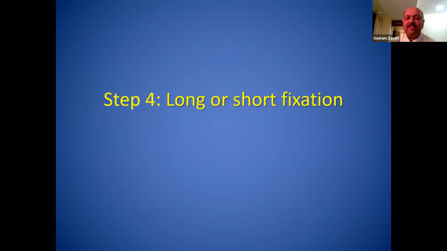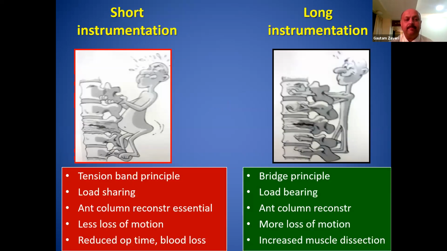The next step in this treatment process is, if you are going posteriorly and fixing the spine using pedicle screws, how many levels should you fix? Should you go one level above the fracture and one below? Should you go two above and two below? And why is this important?